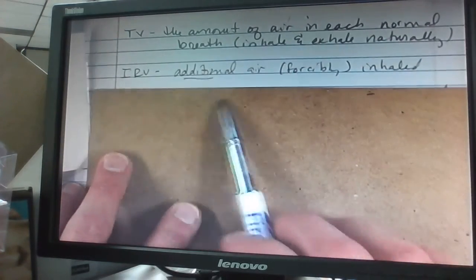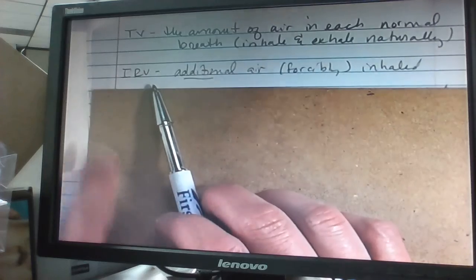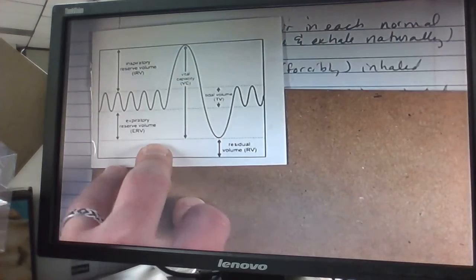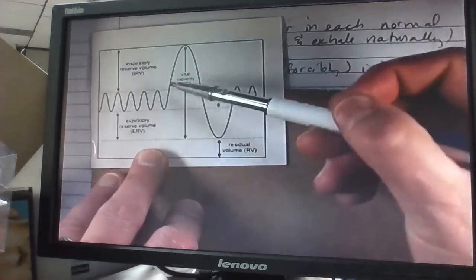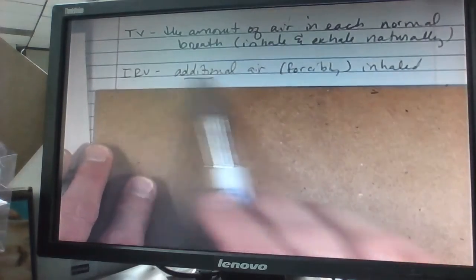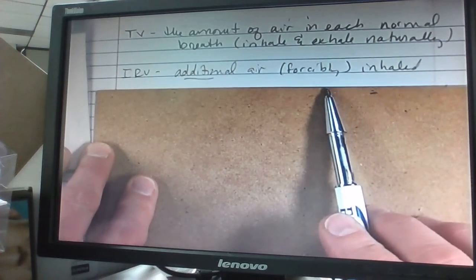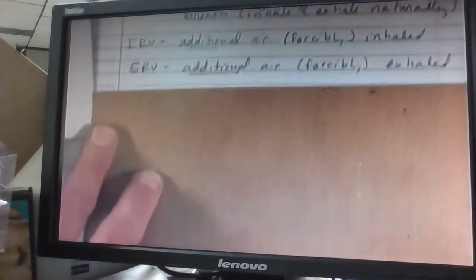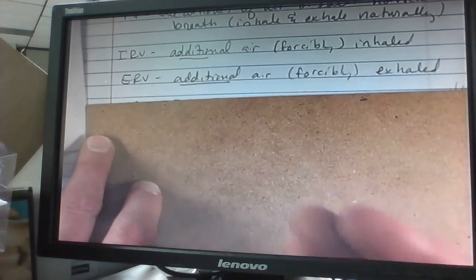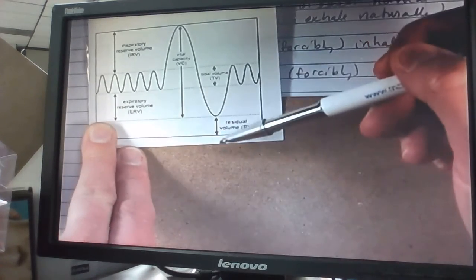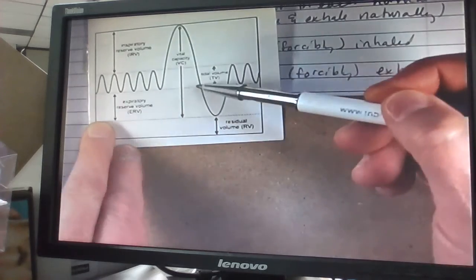So IRV, inspirational reserve volume, I think. The additional air that you can inhale. That was where you took the deepest breath that you possibly could. You are forcing more air in. You're trying to inhale as much as possible. So this isn't natural. This is a forcible part. You're forcibly inhaling. The ERV is the forcible exhale. So when you exhaled and then pushed out as much as you possibly could, that's the ERV.